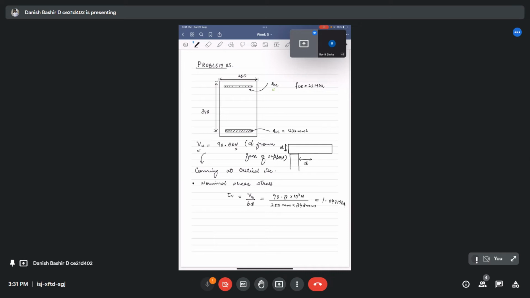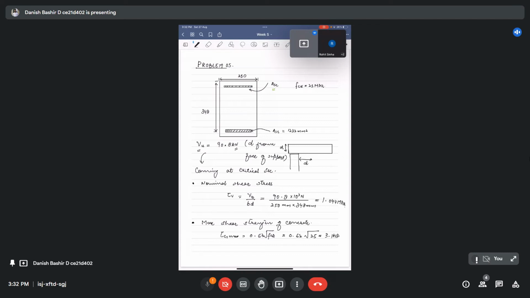Second thing is we have to calculate the maximum shear strength of concrete, tau c max. That is 0.62 under root fck, which I already told you. It's 0.62 under root 25, fck 25. It will come to 3.1 megapascal.